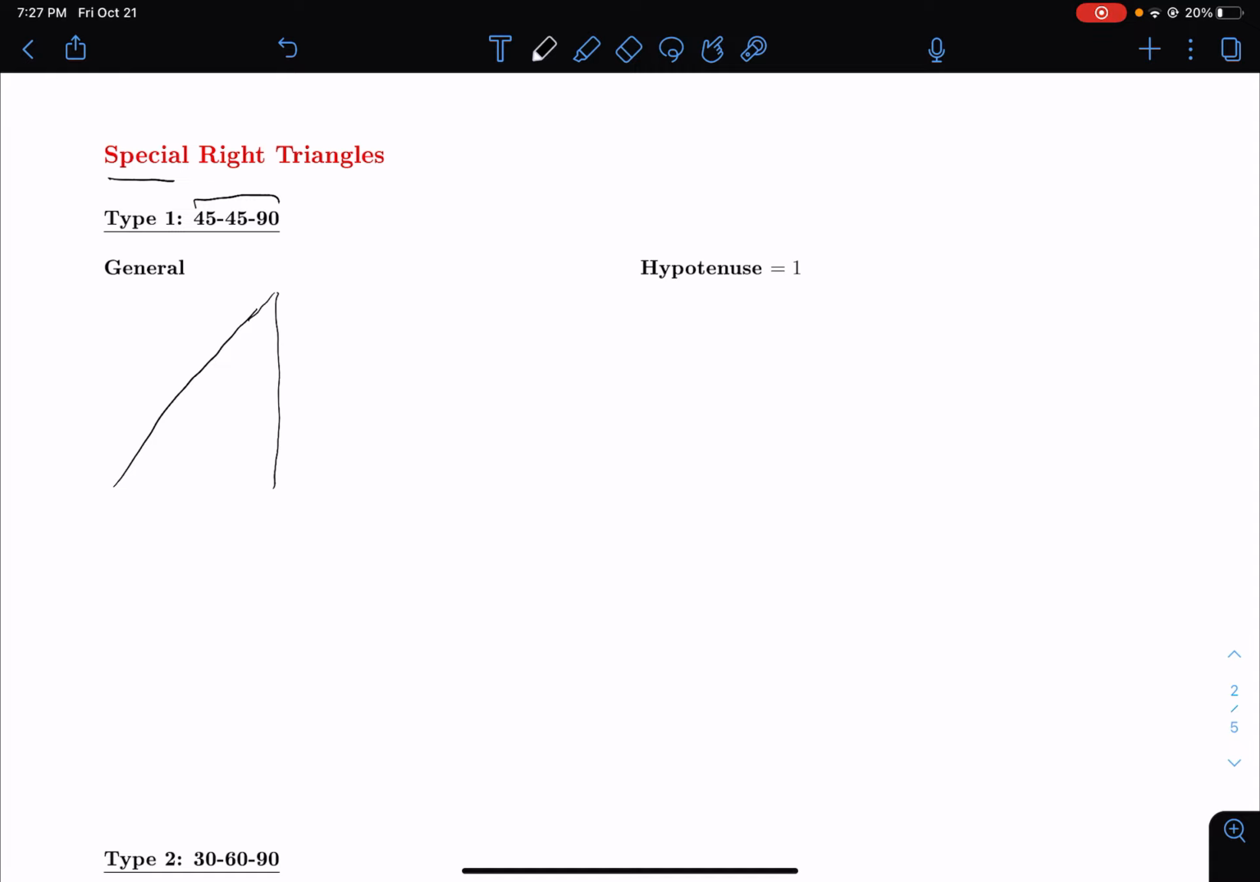So 45, 45, 90 means there's one 90-degree angle, and the other two angles are both 45 degrees. So 45 here and a 45 here. In my general picture, I'll just label the hypotenuse as x. I'll keep it general. And in this other picture on the side, I want to draw a picture where the hypotenuse equals 1, because that might be a different sized 45, 45, 90. But still, there's one 90-degree angle and two 45-degree angles. Okay, and the hypotenuse is 1.